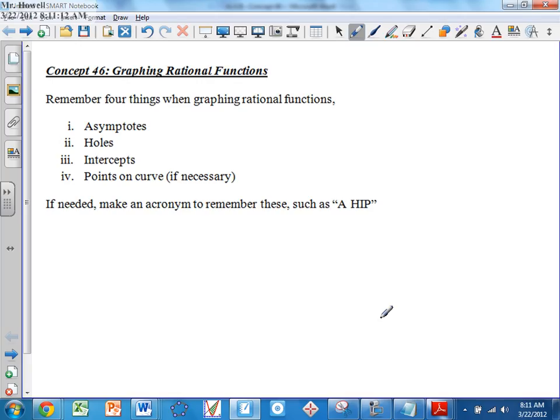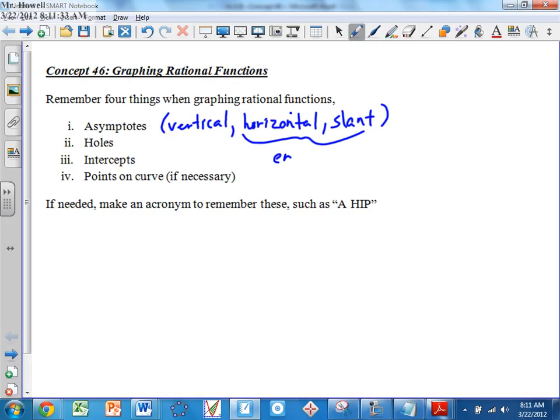Asymptotes. For asymptotes, please write down that you have 3 types. You have your vertical, which was the first ones we looked at, where the vertical and the holes, those 2 placed together. And then we also have horizontal and slant. We looked at those together also. Remember, the horizontal and the slant asymptotes really have to do with end behavior. This is really end behavior always. The vertical asymptote comes about from discontinuities.